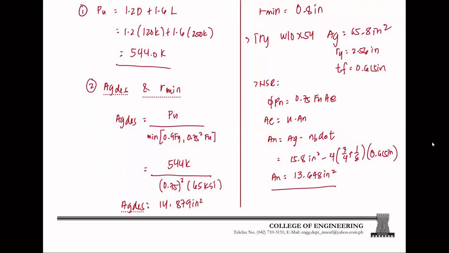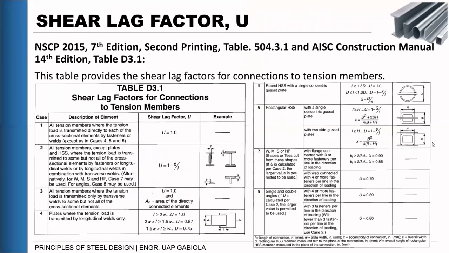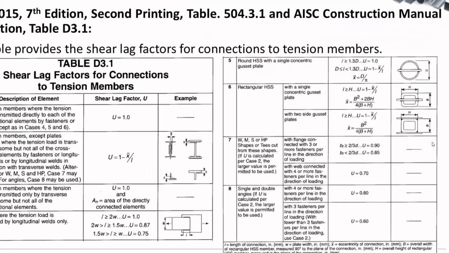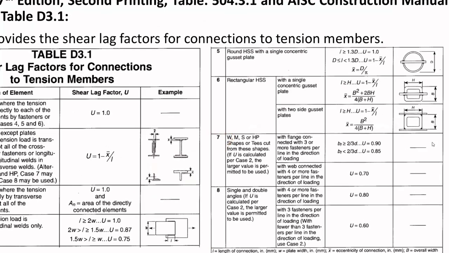Now let's have our shear lag factor in another sheet. So shear lag factor natin. Okay. So since flanges lang ang nakakonect, according to our table dito, if only some, we have case 2, and then for W shape, we have case 7. Okay? So we have 3 or more fasteners sa flange. So ito yung ating criteria kailangan. So check natin yung width ng flange saka depth.